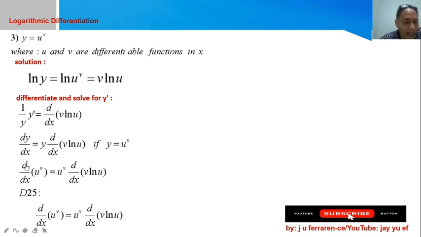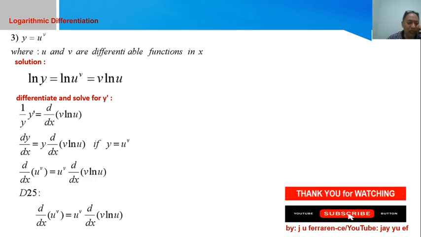So, you have the answer. The derivative of y, or the derivative of u raised to power v, is equal to the given function y, which is u raised to power v, times the derivative of v ln u. So, this is marked as D25. Actually, I'm deriving a formula for a function that is expressed as u raised to power v. So, in the next set of problems, we will be discussing how to use the D25. So how to differentiate when your function takes a form of u raised to power v.